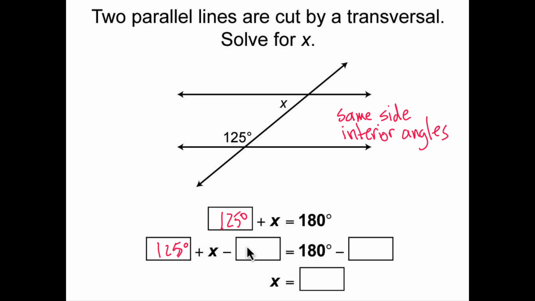We subtract 125 degrees from both sides of the equation. We subtract it from this side to get rid of this 125 degrees, and we do the same on the other side of the equation. Solving for x, we get that x is equal to 55 degrees.